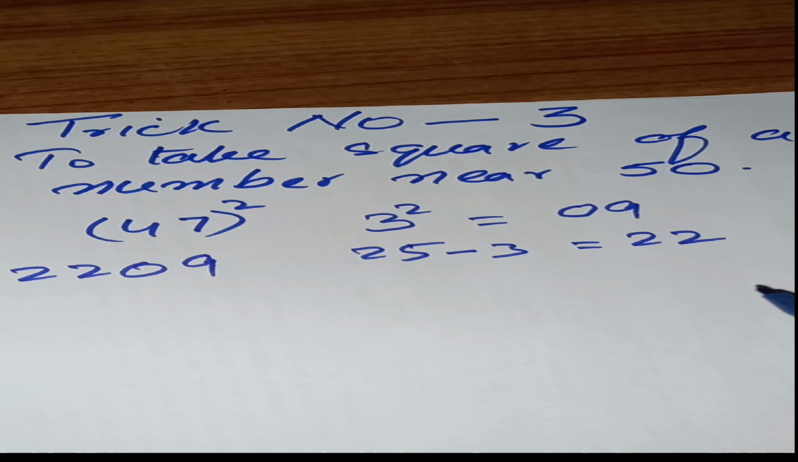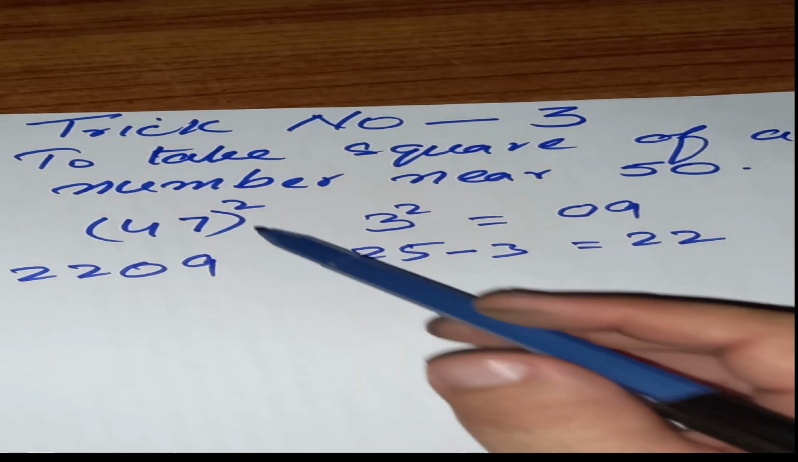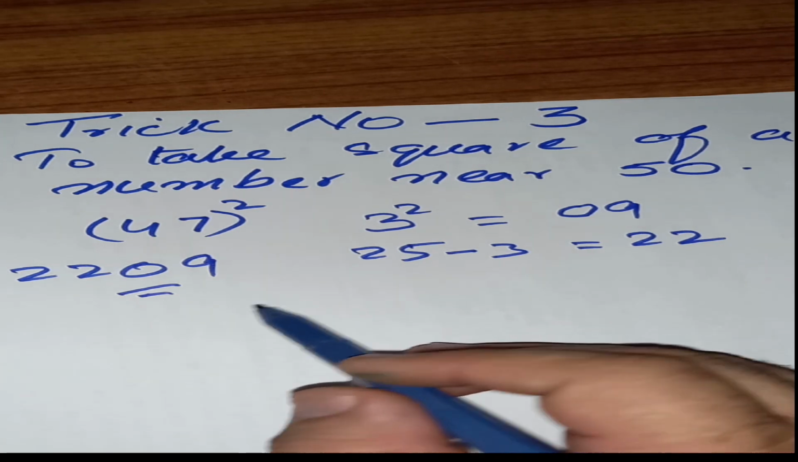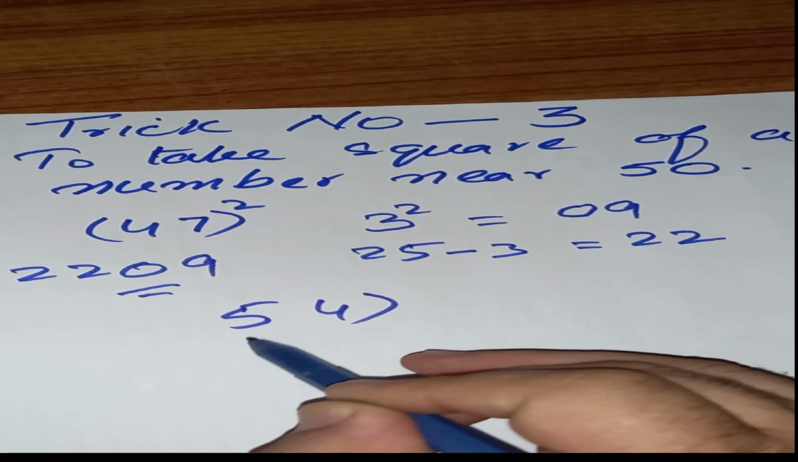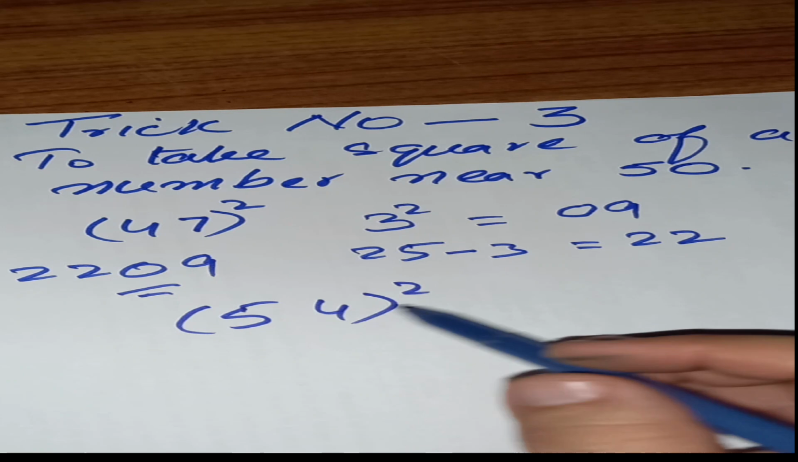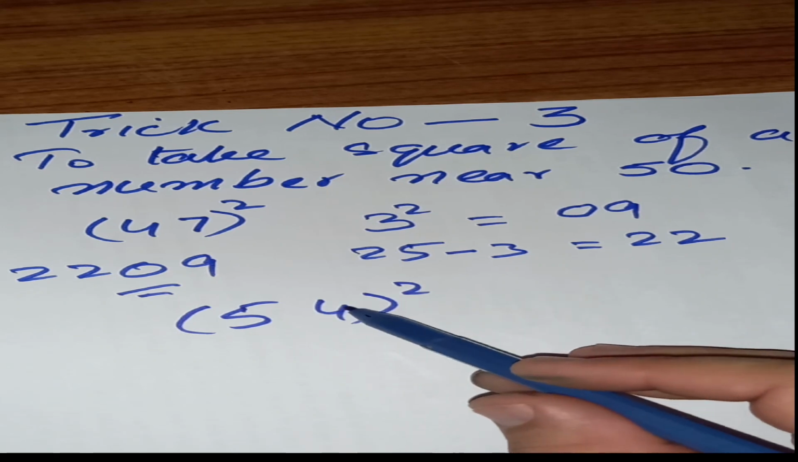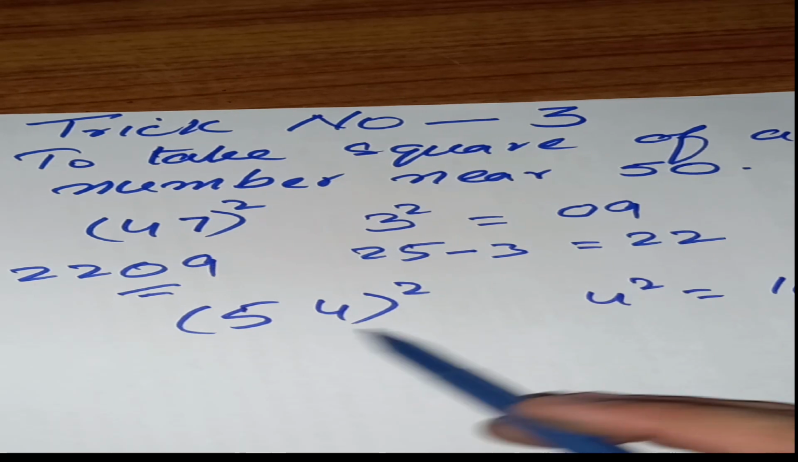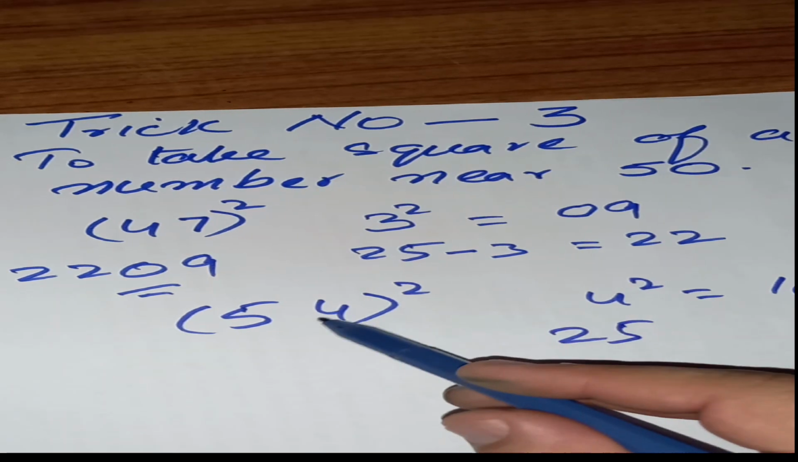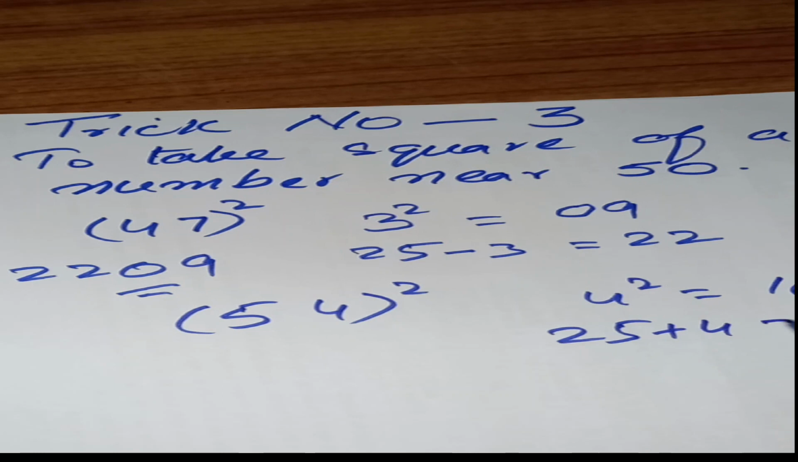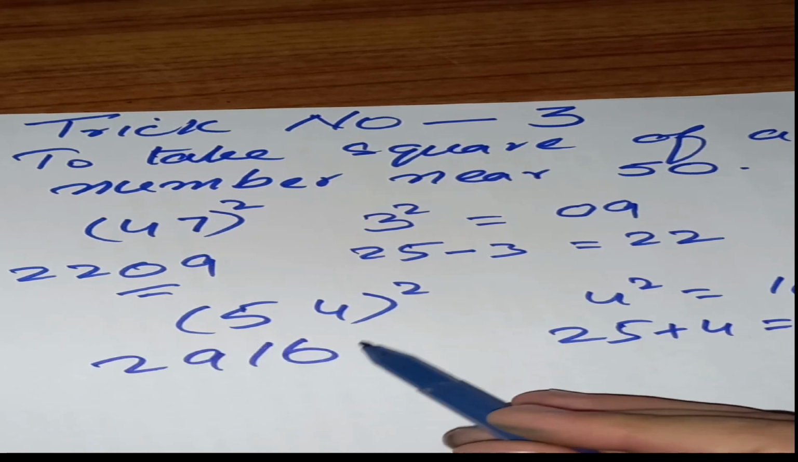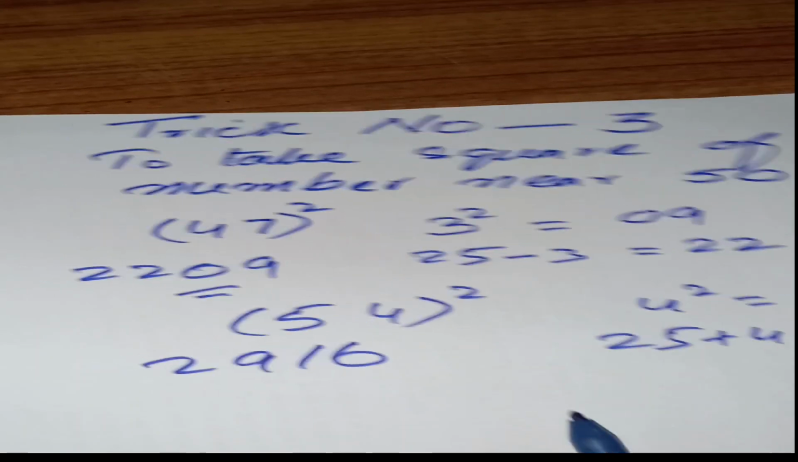So 2209 is the square of that. Now try to understand, and this is very easy. 54 square is also nearer to 50. It is 4 more than 50, so 4 square is 16. And to 25, because it is more, we add 4, so that is 29. So 2916 is the square of this.